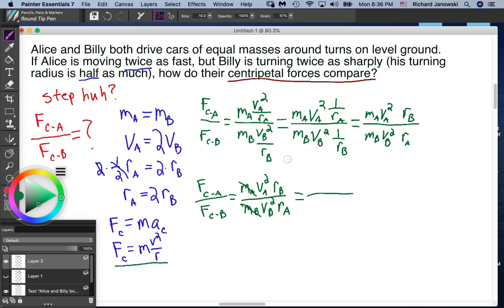So do we want to keep or replace VA? Well, look at what we have right here. VA is equal to 2VB. So VA is very easy to replace. So I'm going to replace it with 2VB. And remember, because VA is getting squared, VA was squared, so when I replace it with something, the whole thing I replace it with has to get squared. So I need those parentheses. And then we get to RB. Do I want to keep RB or replace it?